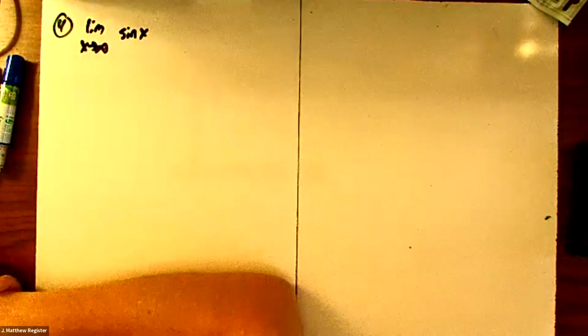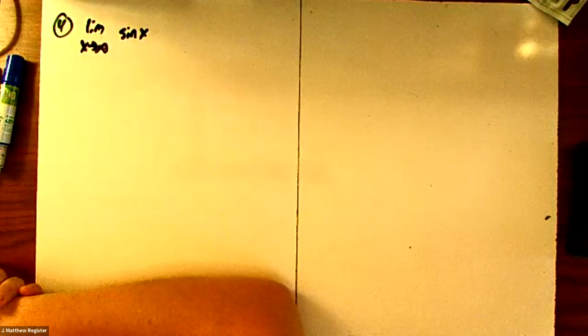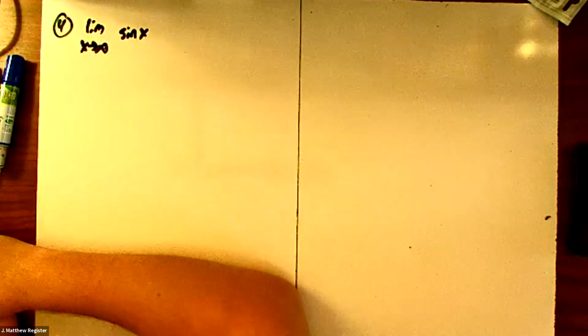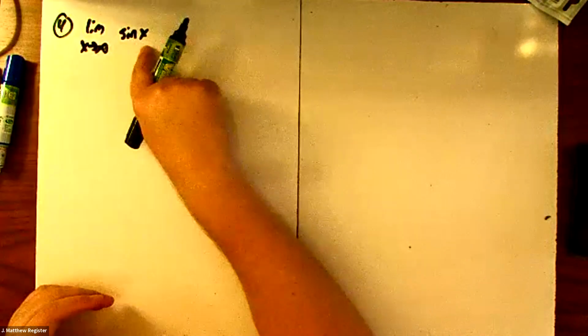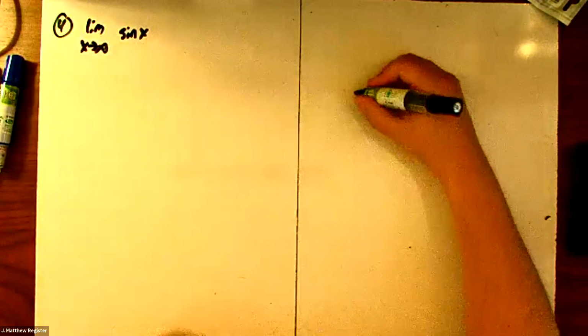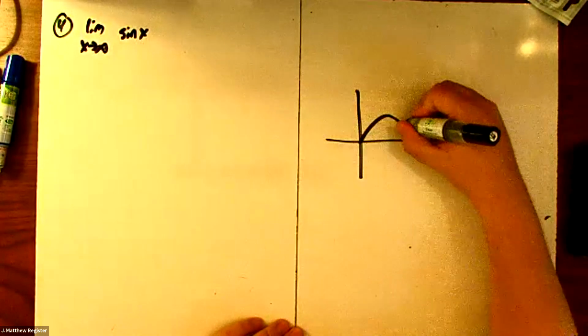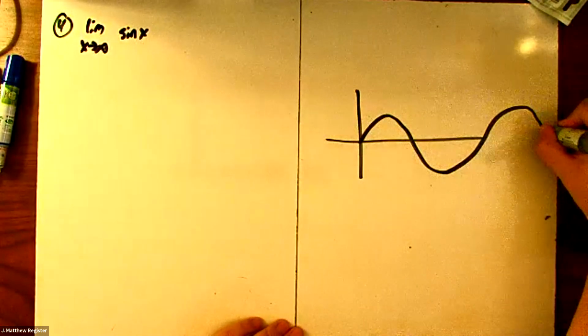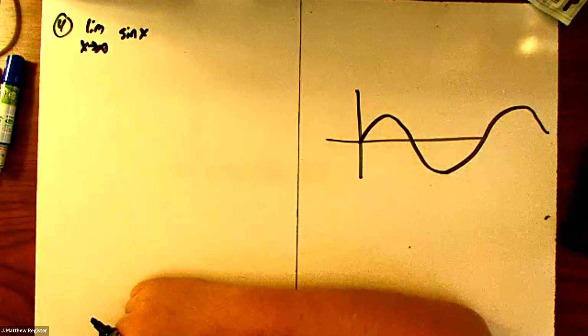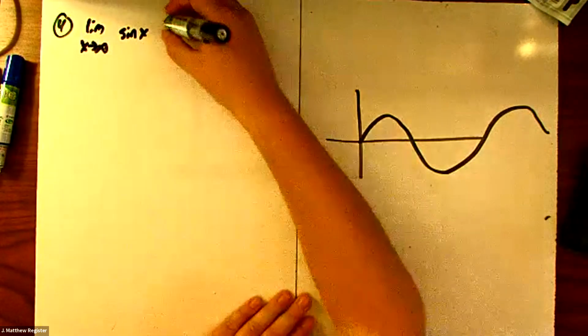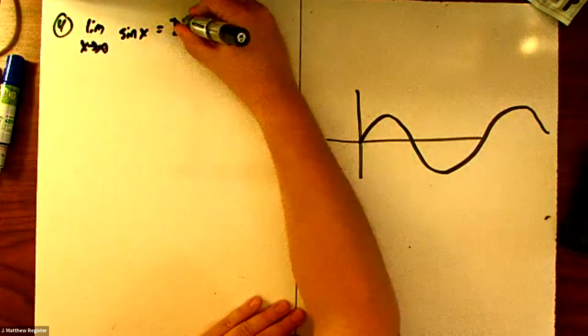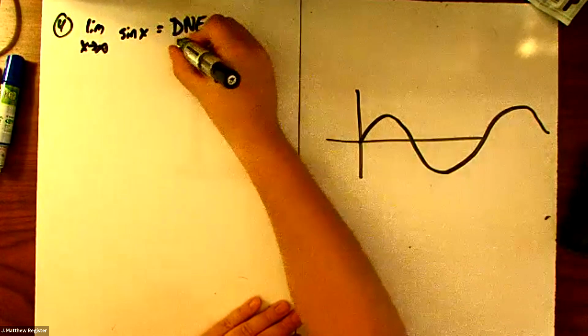The fourth problem we have is the limit as x goes to infinity of sine of x. And hopefully with this one, you can kind of figure out the answer pretty quick. As x goes to infinity, sine is going to be going back and forth. The graph of sine, if you remember, goes up and down and up and down. There is no single value which this is going to approach. And so this limit does not exist.